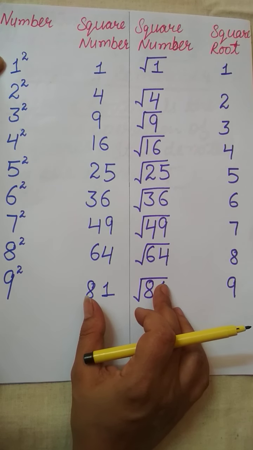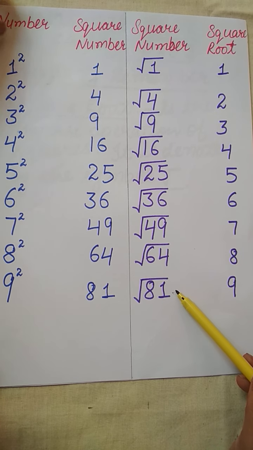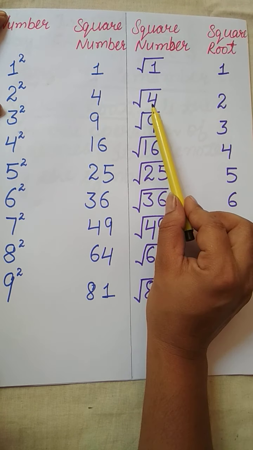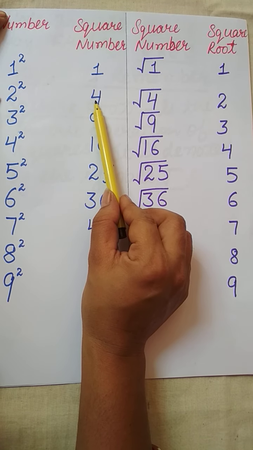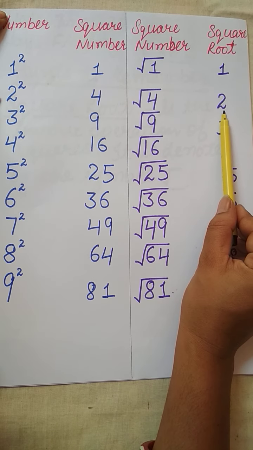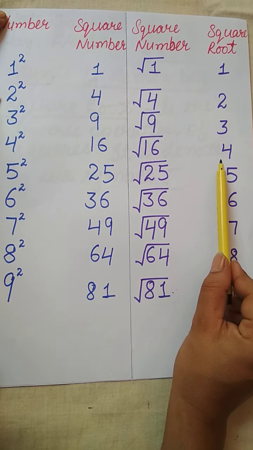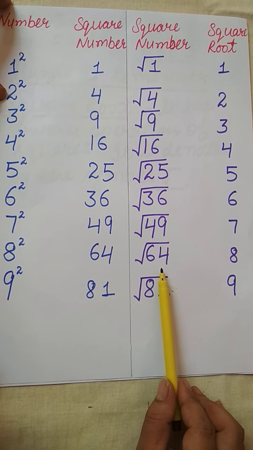Here I have all these square numbers, as you know, 1, 4, 9, 16, 25, 36, 49, 64, 81. All these are the perfect square numbers. So, if I want to take the square root of these numbers, then the square root of 1 will be 1, square root of 4 will be 2. As the square of 2 is 4, so we can say that square root of 4 is 2. Square root of 9 is 3. Square root of 16 is 4. In this manner, we can find the square root of the given square number.